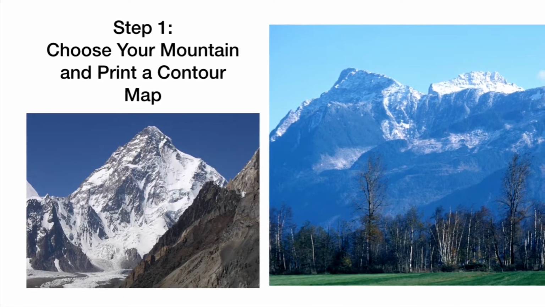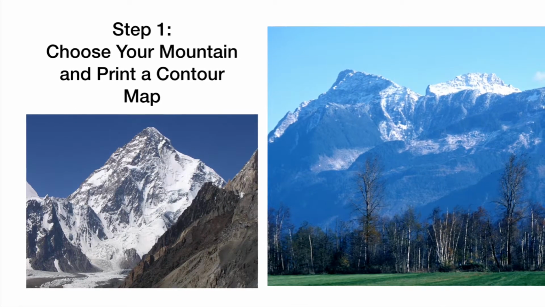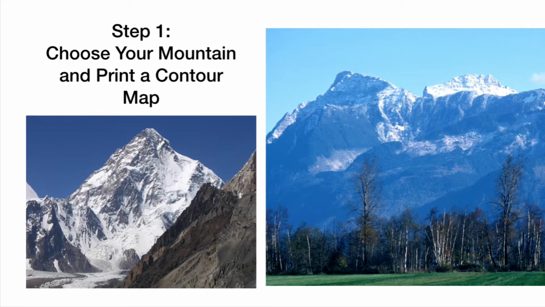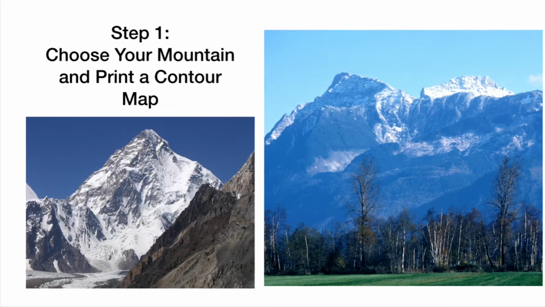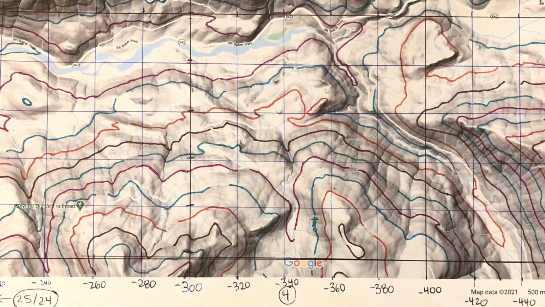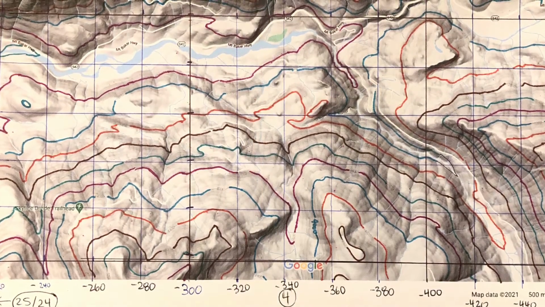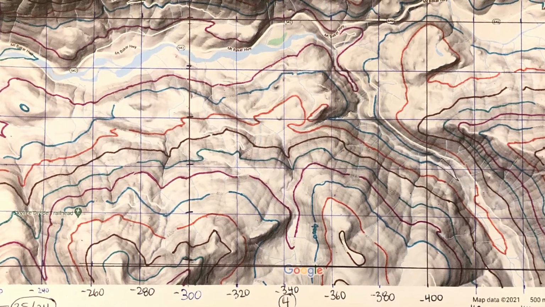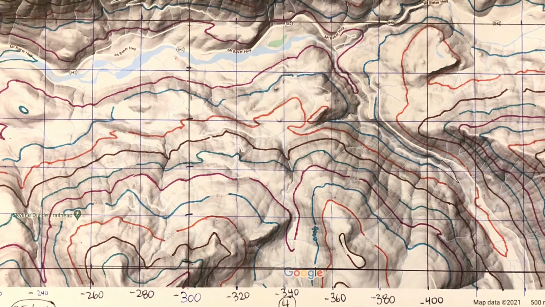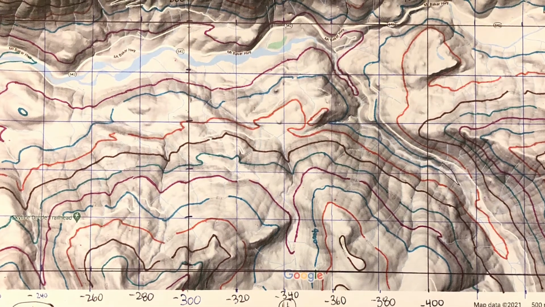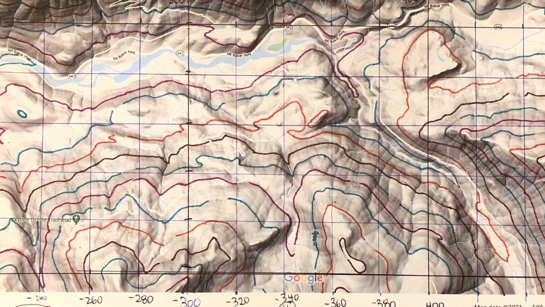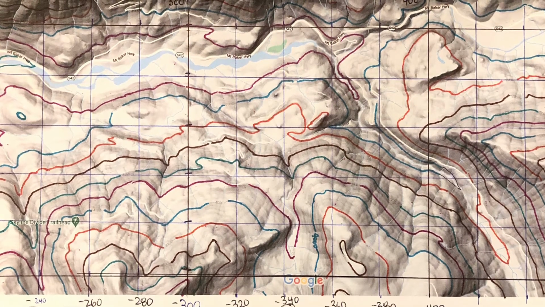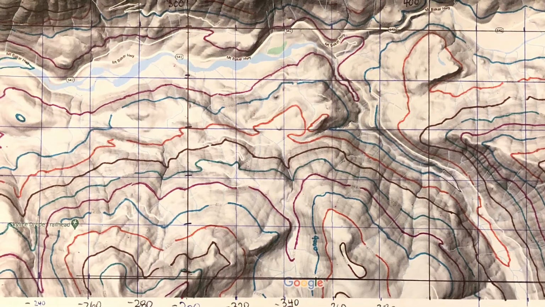Step 1 is to choose which mountain you want to create. These pictures show K2 and Mount Shiam, two mountains I've made in Minecraft that you can see in my other videos. Next, you need to print a contour map of your mountain. I find mine by typing the name of my mountain and contour map into Google. Here's the map of the area I'm working on in this video. I've traced over the contour lines in different colors so they're easy to see, and I've drawn a grid with the Minecraft coordinates so I can transfer that information into Minecraft.